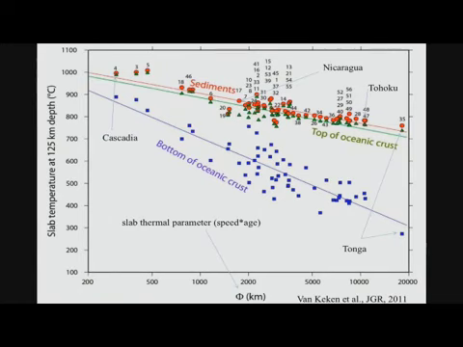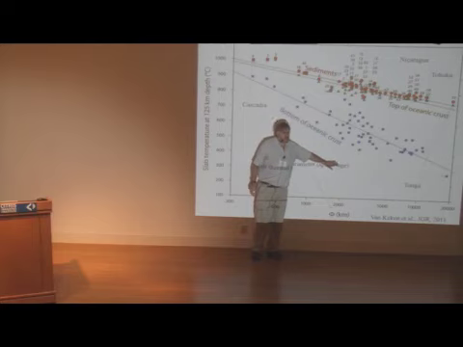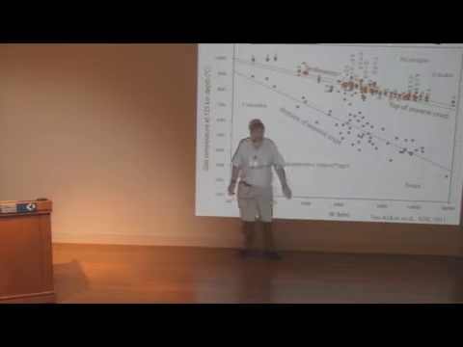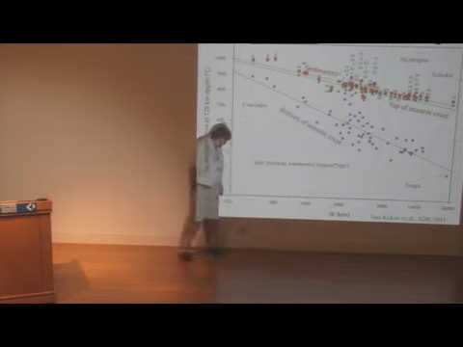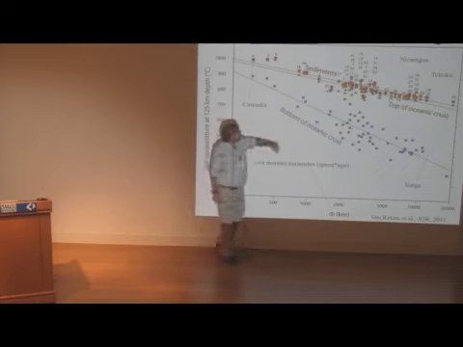This is the temperature at 120 kilometers depth at the slab surface. And it's plotted as a function of the thermal parameter, which is simply the convergence speed times the age of the incoming lithosphere. The older a slab is, the colder it is; the faster it goes, the colder it is. And therefore, you have warm subduction with low thermal parameter. So we have Cascadia over here, Tonga over there, and then Nicaragua and Tohoku are also indicated.